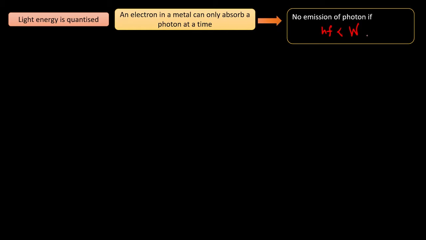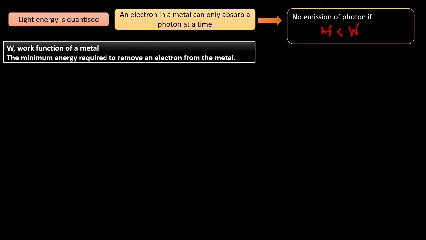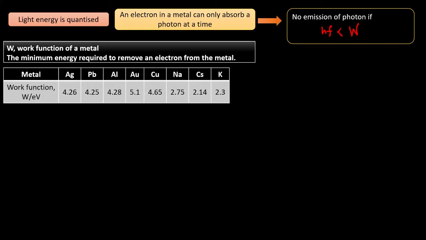The work function is actually a characteristic of a matter. Every matter has a different work function. The work function means the minimum energy required to remove an electron from that matter. So let's say the work function for silver here is 4.26 eV. If the photon energy is less than this 4.26 eV, then there is no emission of photoelectrons, so no photoelectric effect will be observed.